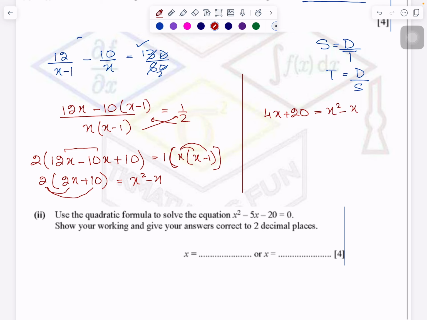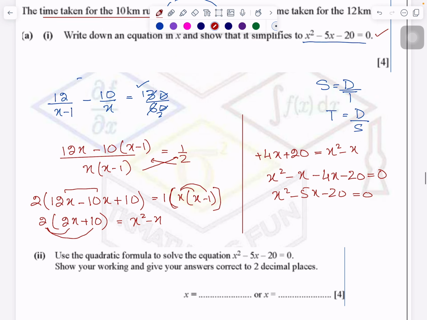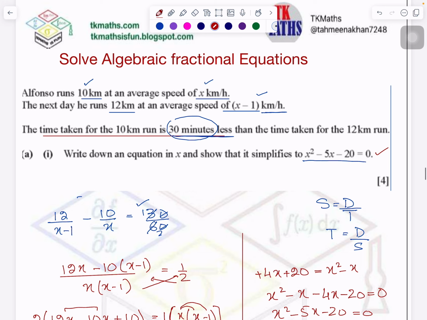So I'll bring all the terms to the right hand side so that I can take the form which is required. Here 4x has plus sign. When it will go to the other side, it will become minus 4x. Same is the case with 20. So I got x square minus 5x minus 20. Let's check the same was given in the question. Yes, 100%. So you have gotten here the equation which you had to prove.